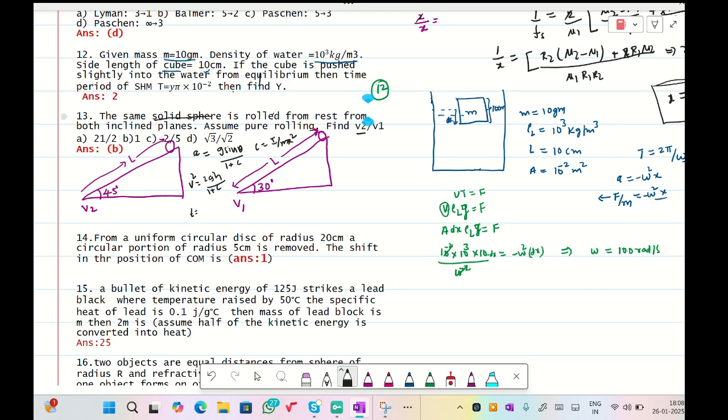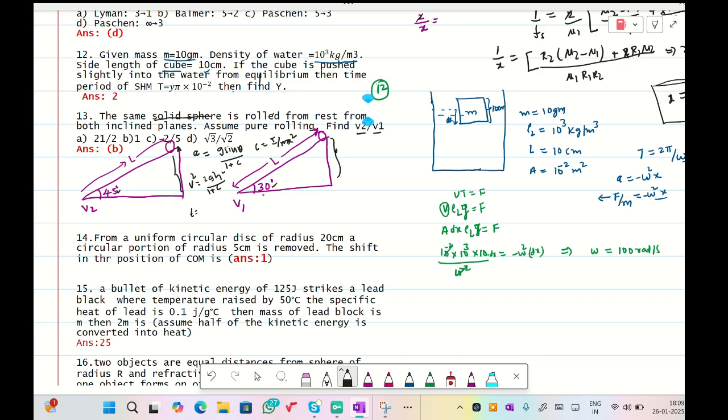So he's asking the v2 by v1 ratio. So v2 is for 45 degrees, v1 is for 30 degrees. Here the velocity does not depend on the angle, no doubt at all. But here the heights are not given, the same height is not mentioned anywhere in the question. Therefore this height will vary with respect to the angle of inclination, right? Therefore I have to find out the heights.